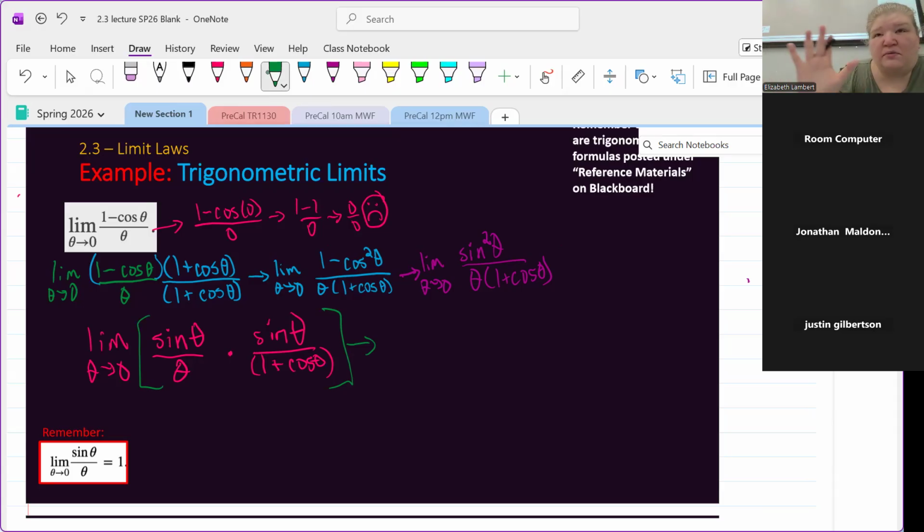But one of our rules with limits was the limit of a product is the same as the product of the limits. So I can distribute that limit across the multiplication. So I can write this as the limit as theta approaches 0 of the first fraction, sine theta over theta, times the limit as theta approaches 0 of the second fraction.